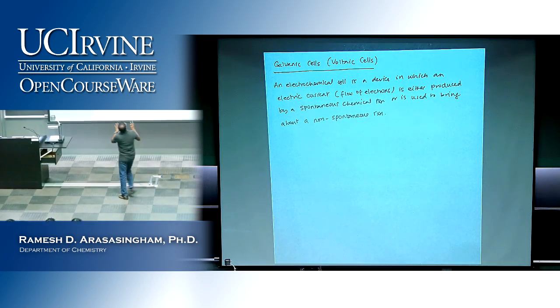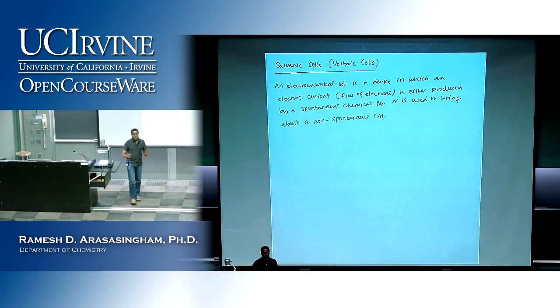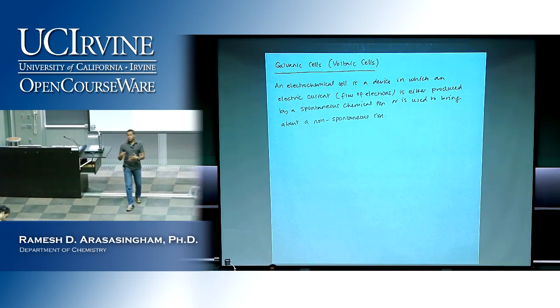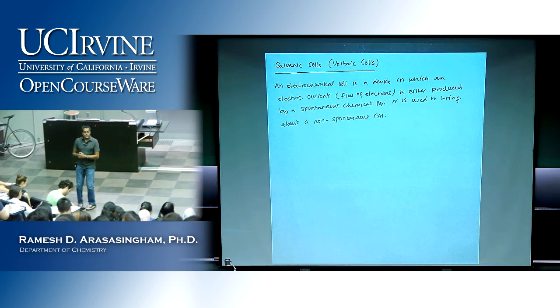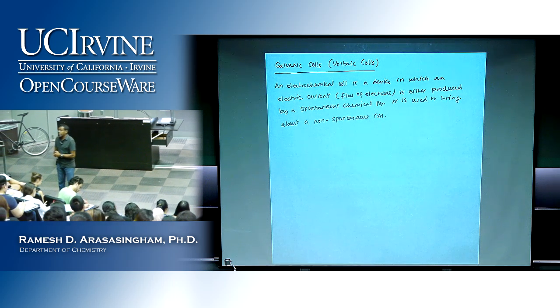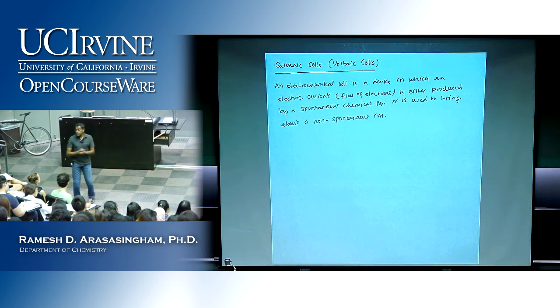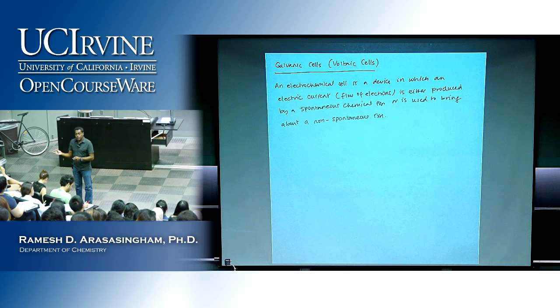Now I lost my train of thought. Let's go back. So we're looking at galvanic cells, and galvanic cells, voltaic cells, are called electrochemical cells. Overall, electrochemical cells are devices that we make up, we build. And they can be of two types. One is that you take advantage of a spontaneous reaction to generate a flow of current.